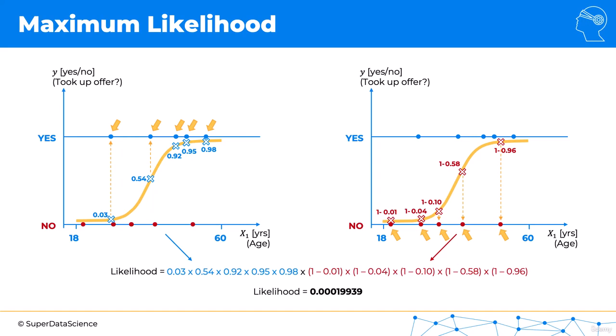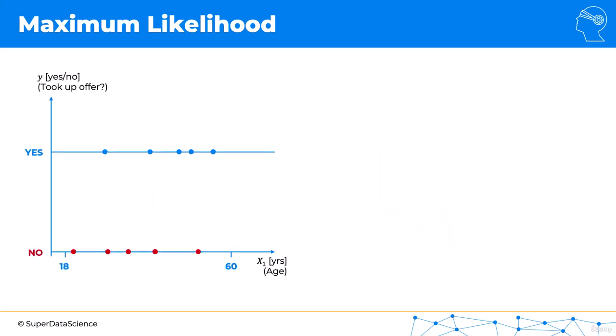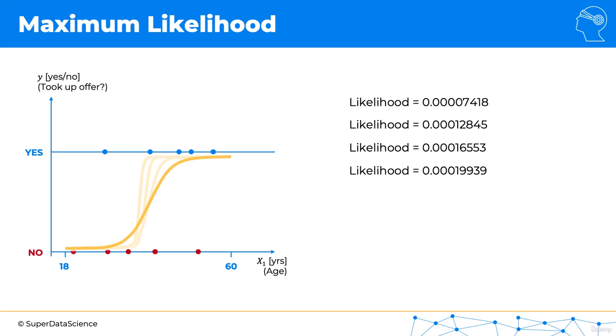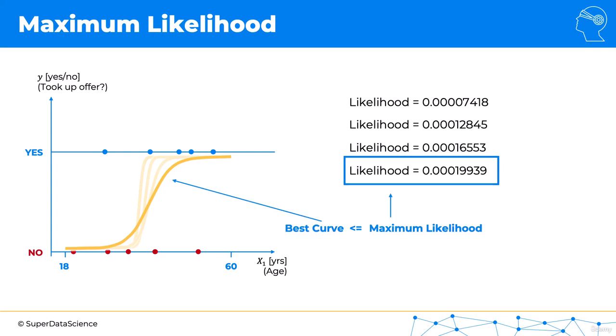And then the way to find the best fitting curve is to look through all possible curves. Of course, there's a more sophisticated process behind this, but in a nutshell, you compare the likelihoods of different curves. So let's say our logistic regression modeling process started with this curve and calculated the likelihood to be this value. Then it went on to the next curve and calculated the likelihood to be this value. Then the next curve, the likelihood was this. And through this iterative process, it found the curve with the maximum likelihood. So this would be the maximum likelihood out of all the curves, and that means this is the best curve.